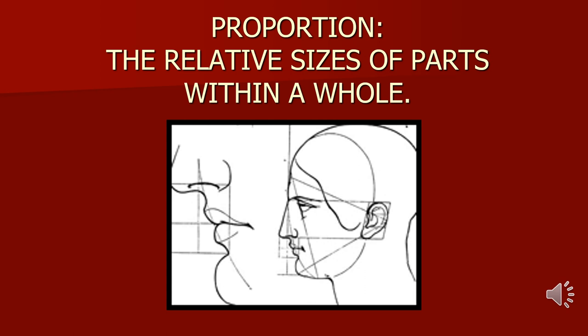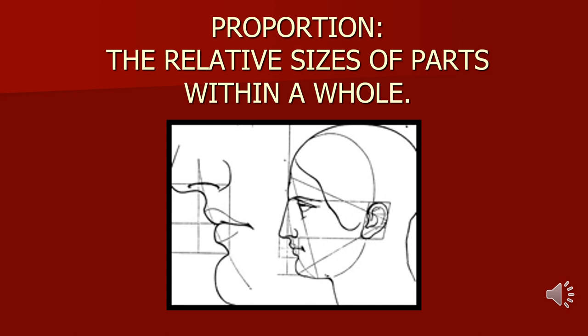So scale is different than proportion. Proportion has to do with the relative sizes of parts within the whole, meaning how big is a piece of this in relation to another piece. For example, if you're looking at the proportions of the human face, it would be how long is the nose compared to the length of the ear? How long is the ear compared to the width of the mouth? How high is the forehead compared to the length of the nose and so forth? Those are proportions of the face.